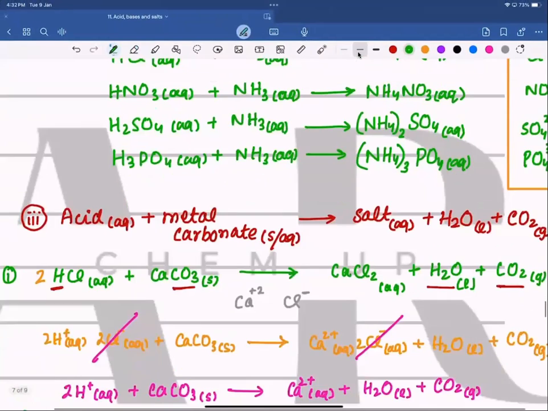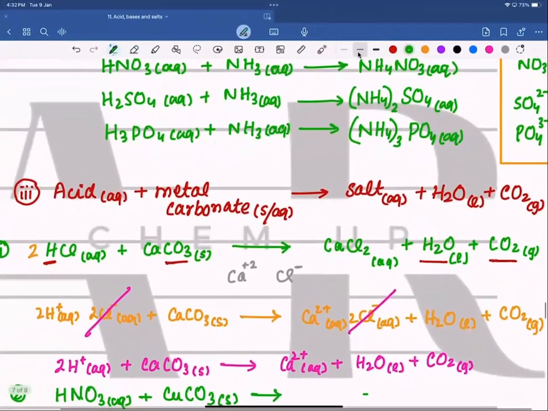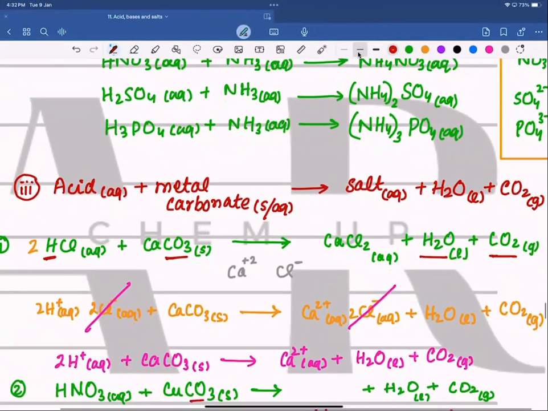So if you see, as we discussed earlier, we know that when there is a metal carbonate and acid, water and carbon dioxide are always the products. So if you see this, carbon dioxide and water are formed from these two. So what is left behind? Cu and NO3. Cu has a plus 2 charge and NO3 has a minus 1 charge. So if we make the formula, it will become Cu(NO3)2.